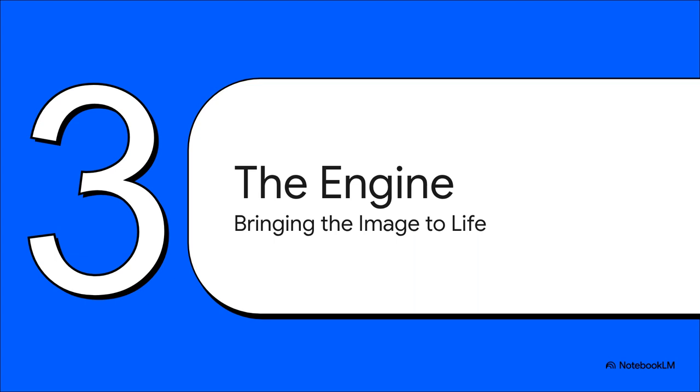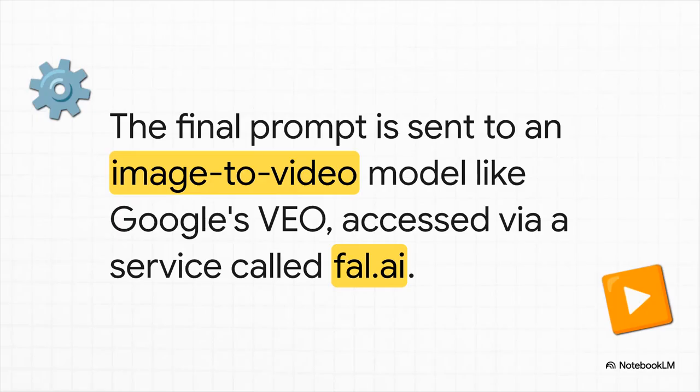Okay, now we're heading to what I think is the most exciting part of the whole factory, the engine room. This is where it all comes together. We've got our static image, we've got our AI-generated script and concept. Now it's time to actually bring this thing to life. So that super detailed prompt from our production specialist gets sent over to a seriously powerful image-to-video AI. The one used in this example is from Google. It's called Veo. Now, the workflow gets access to this big, powerful model through a service called Fowl.ai, which basically acts like a bridge, letting these automation tools tap into cutting-edge AI.